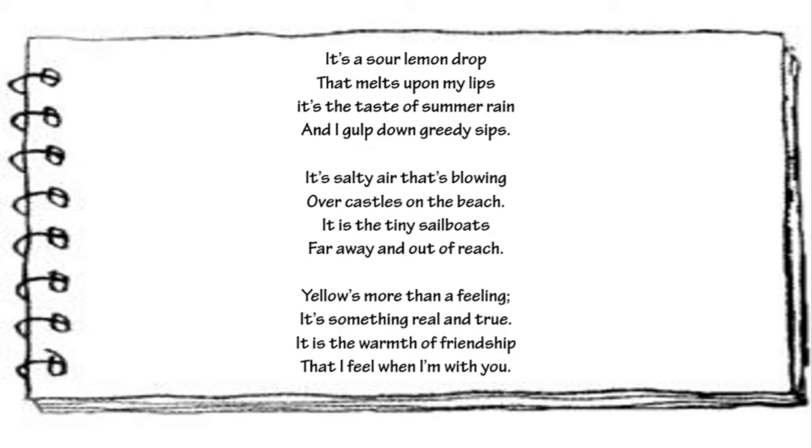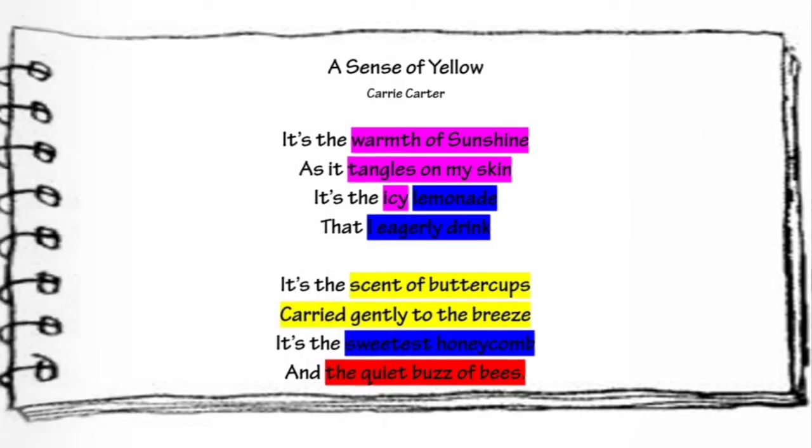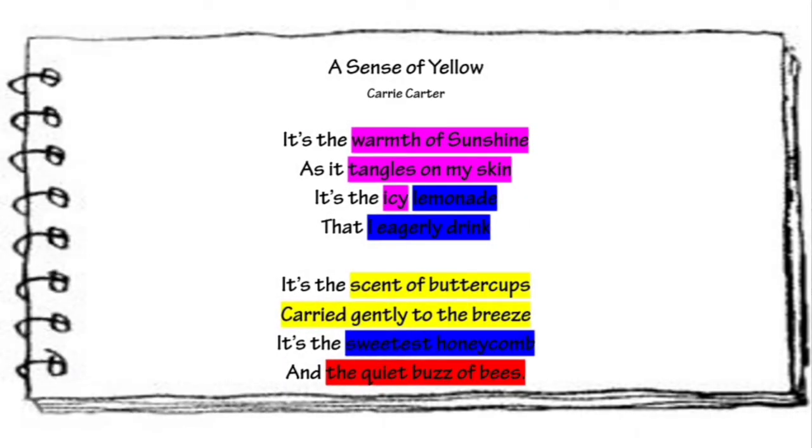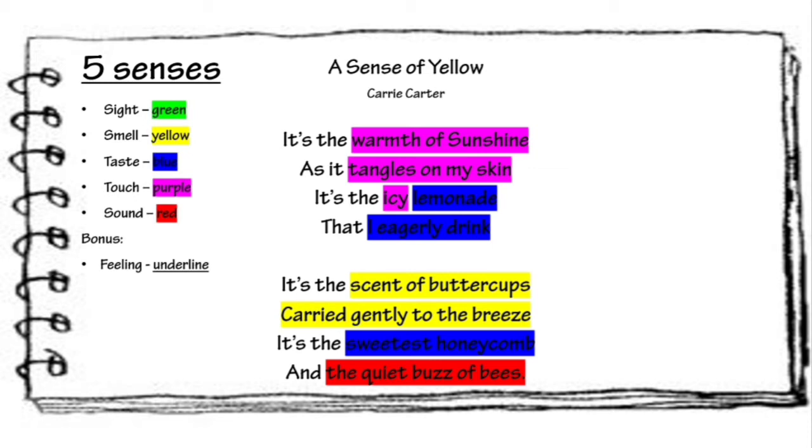And now, let's see what imagery was used in the poem. To determine, I highlighted the words that best describe or match these five senses. For sight, green; smell, yellow; taste, blue; touch, purple; sound, red. So we also have a bonus for feeling, which are the underlined words.